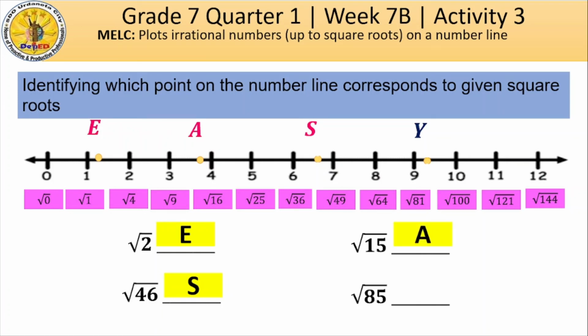Last, we have the square root of 85. The square root of 85 is greater than the square root of 81, but less than the square root of 100. So, it lies between 9 and 10. And the only point on the line that corresponds to that is point Y. So, we simply write here, Y.